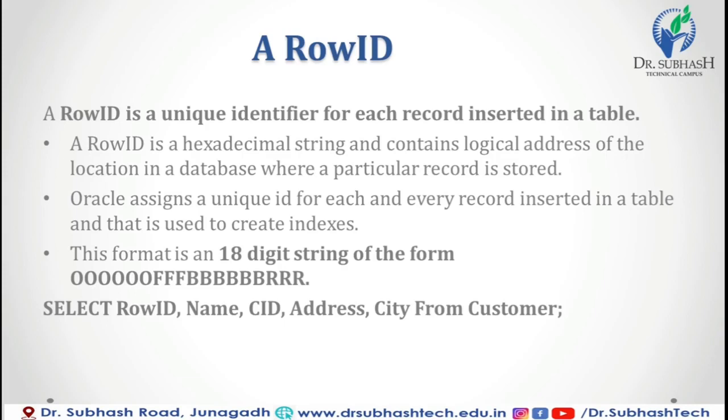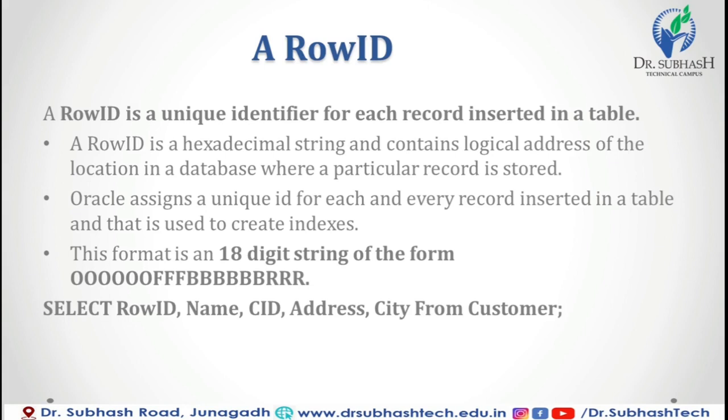A row ID is a unique identification number for each record inserted in the table. So every table in Oracle or SQL has a row ID. The structure of a row ID is a hexadecimal string, and it contains a logical address of the location in a database where a particular record is stored. That means a row ID is one kind of memory address where data can be stored.